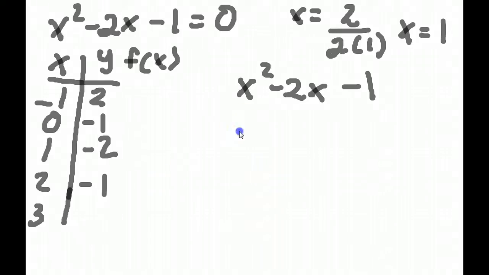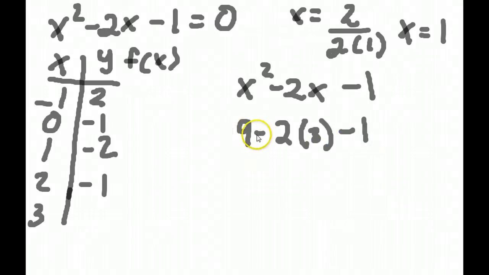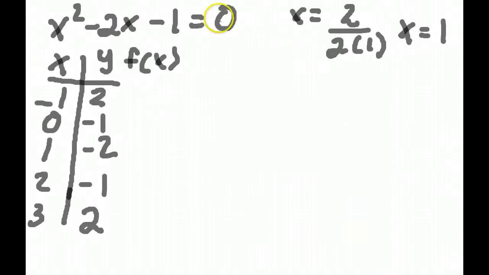Now what happens when you put in a 3? 3 squared, 9 minus 2 times 3 minus 1. So 9 minus 6 minus 1. 2. Okay, so now, if you look at our answers, we don't have any zeros for our y values, do we? We have 2, negative 1, negative 2, negative 1, and 2. We know our vertex is at 1, negative 2.